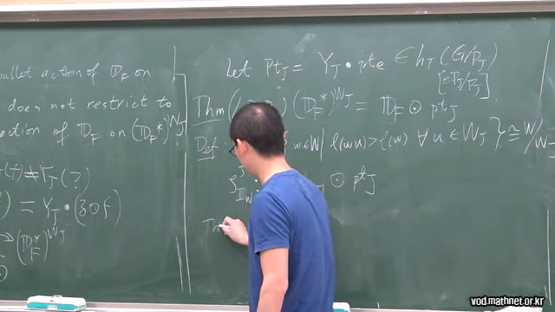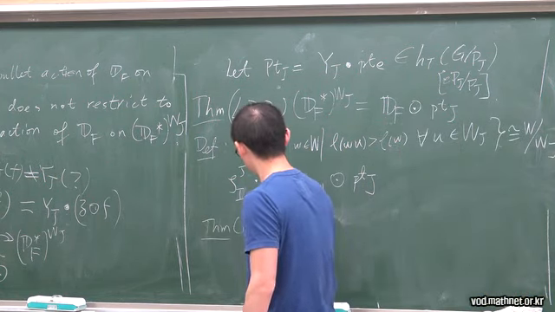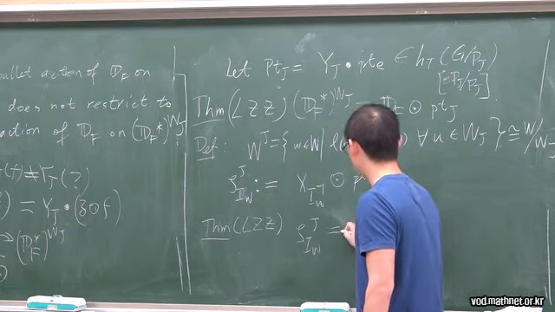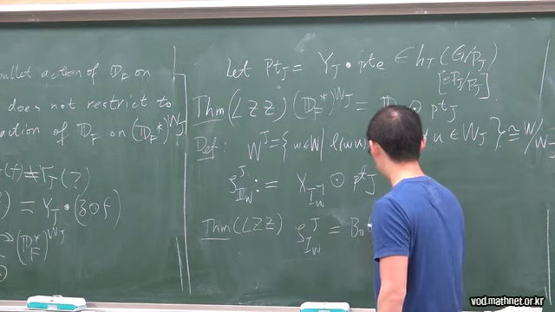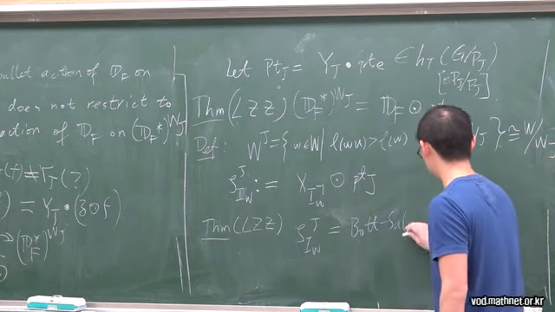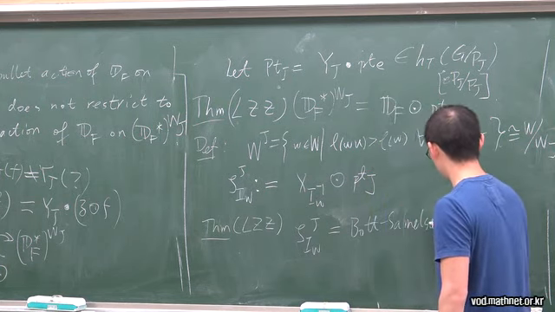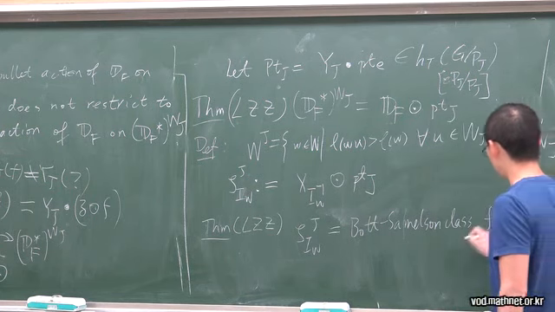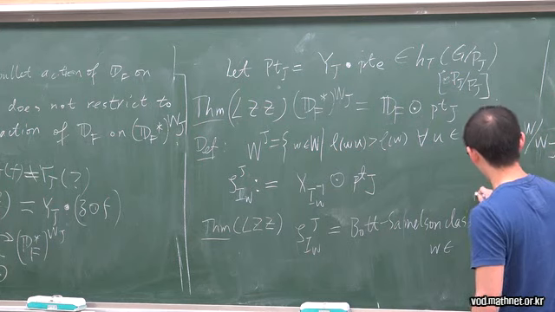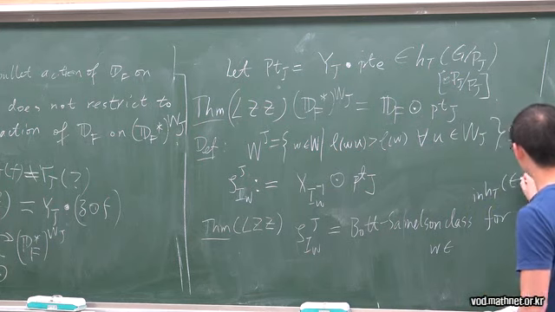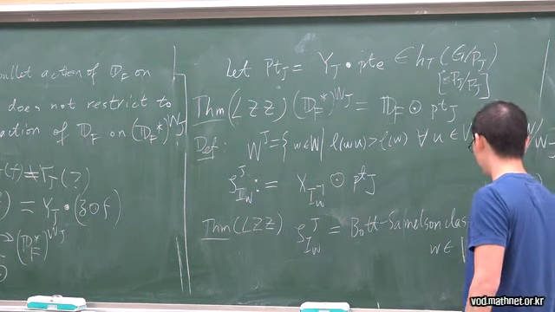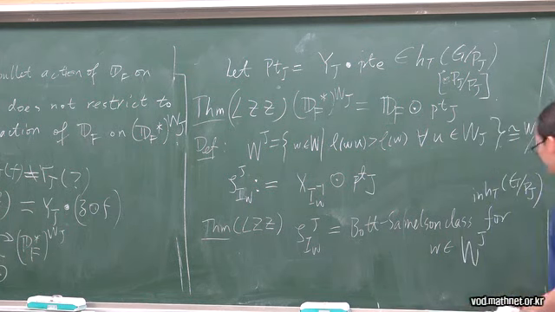Then the theorem says that theta J of W is equal to Samuelson class for W of PJ for this W in W of J. This gives you the Bart-Samuelson class.